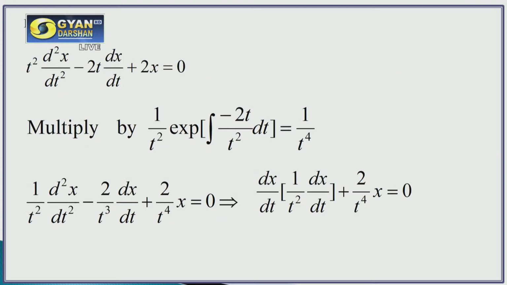Next, see an example. Here this is a given equation, a second order ordinary differential equation, and now we are multiplying, as per our theorem, by this factor which is equal to 1 by t to the 4. So the given equation becomes this, and then we can write it in the form of a self-adjoint equation.